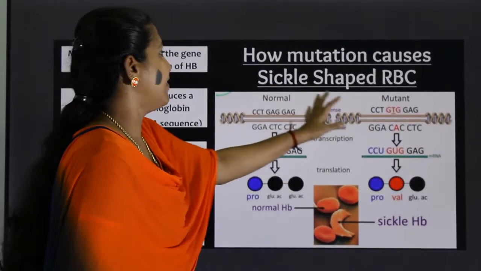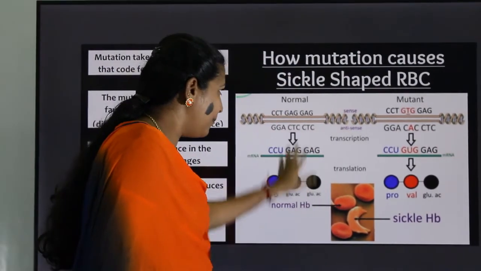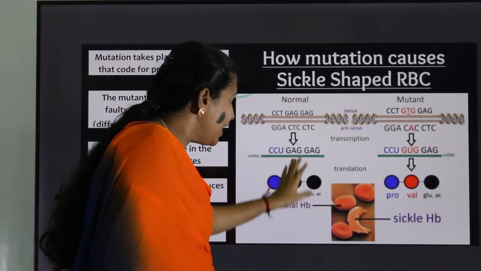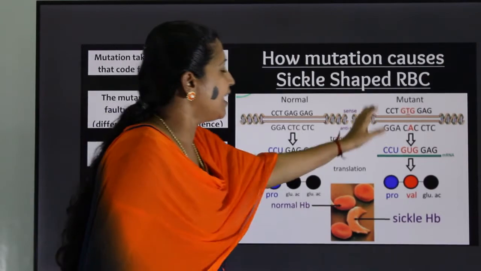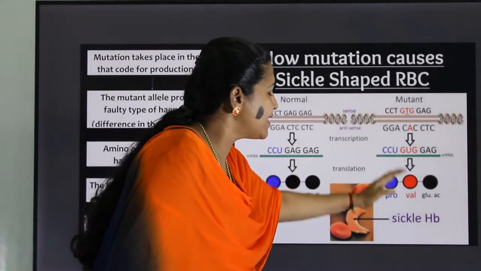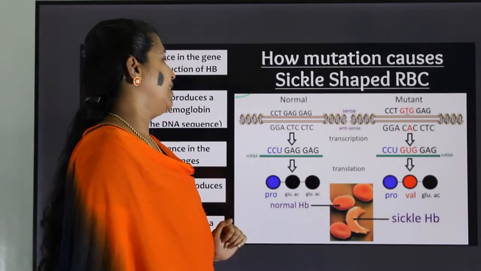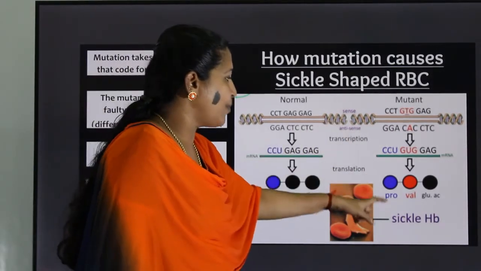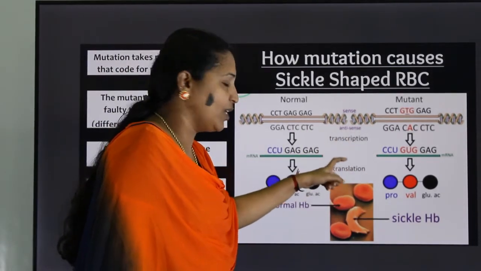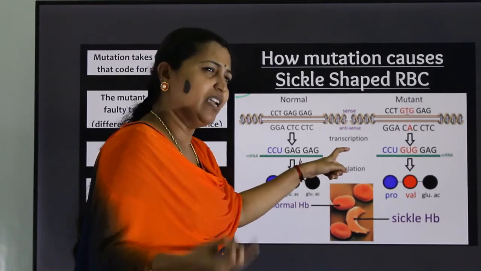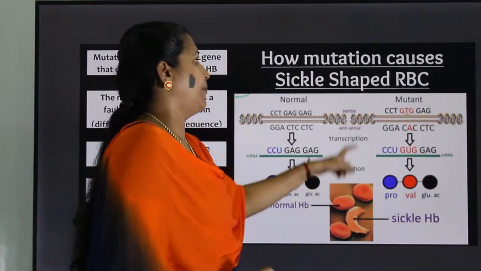So when you look at the picture, you can see how normal hemoglobin is produced, and here how, because of mutation, a sickle shaped hemoglobin is produced. Here you can see the difference. And we know that for the production of a protein, there are two steps: transcription and translation. You have already learned that.